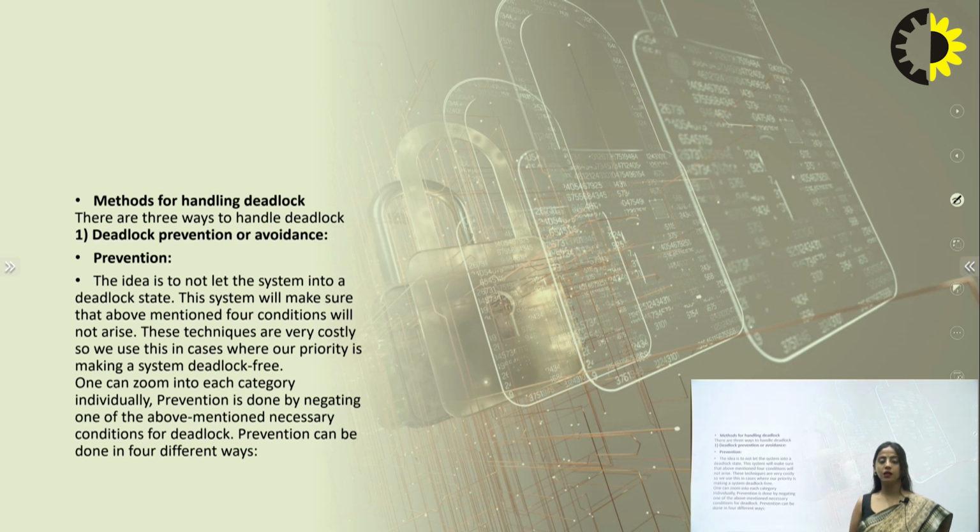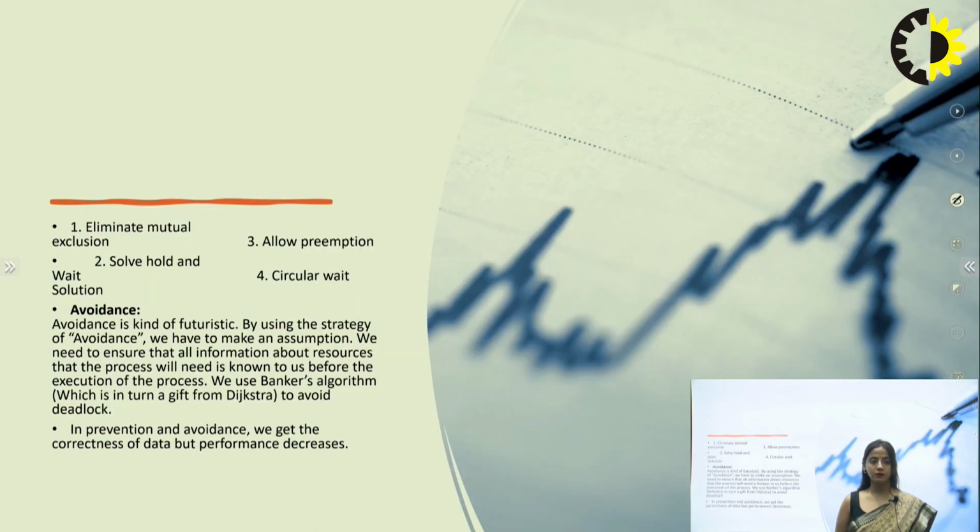Prevention can be done in 4 different ways. The first one is eliminate mutual exclusion. Second one is solve hold and wait. Third one is allow preemption. Fourth one is circular wait. Now avoidance. Avoidance is a kind of futuristic. By using the strategy of avoidance, we have to make an assumption.